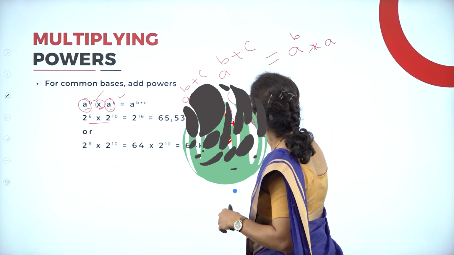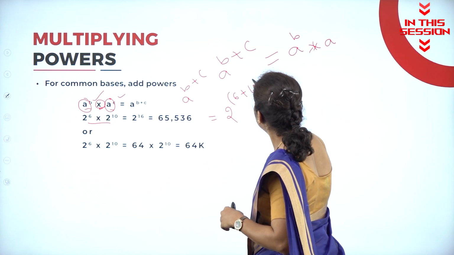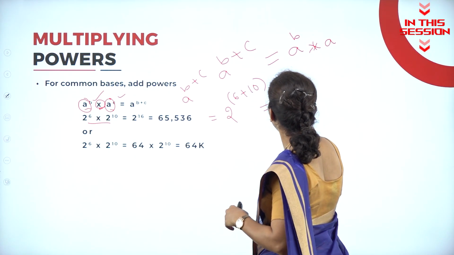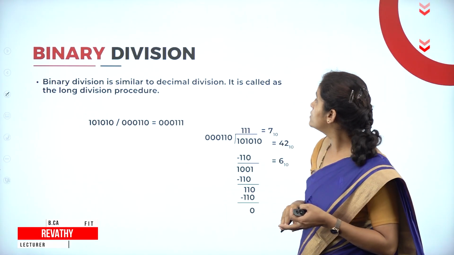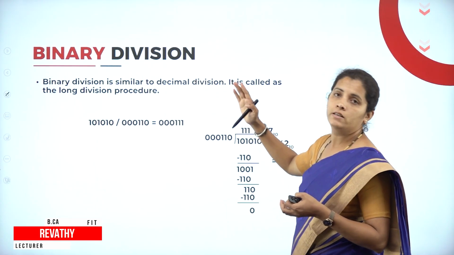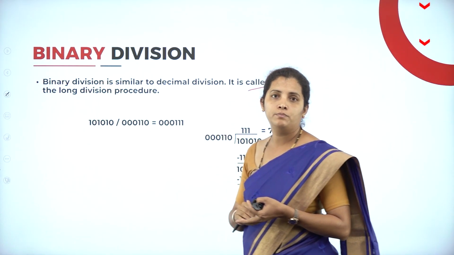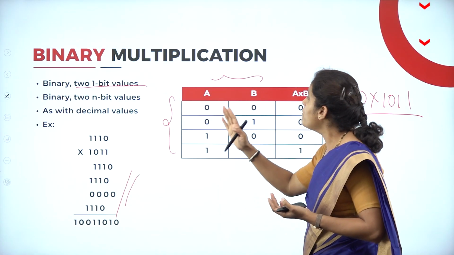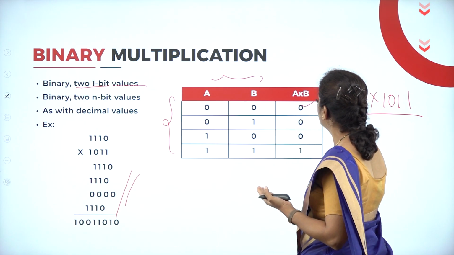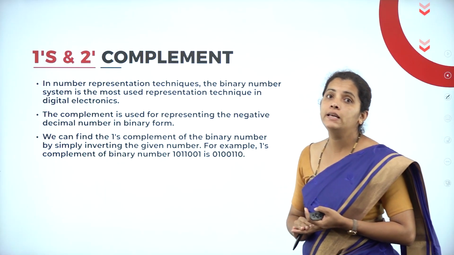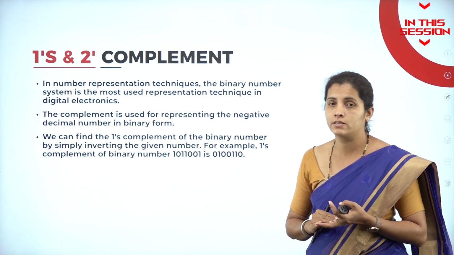First power, what is the power value? It is 6 and I have power value 10. So it is 2 to the power 16. Binary division is same as your decimal division. It is also called long division procedure. If we have both zeros, that means 0 into 0, I'm going to get 0. In binary representation, it's not possible to represent negative numbers.